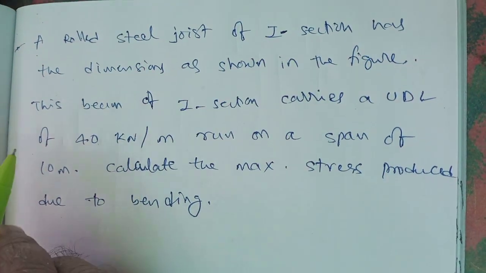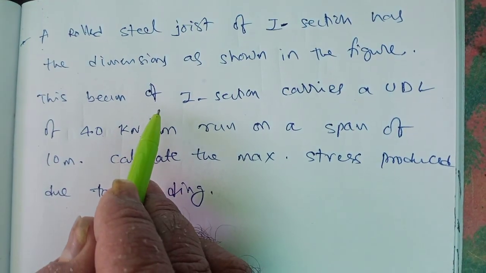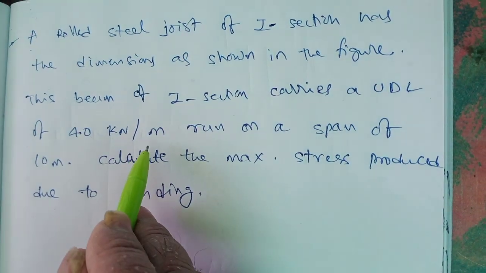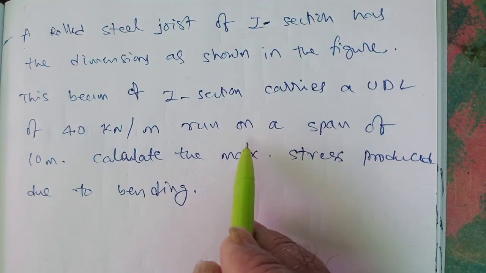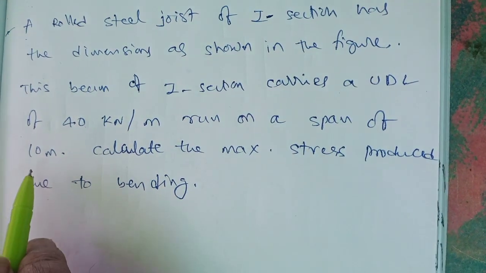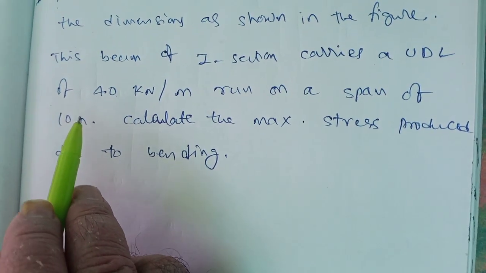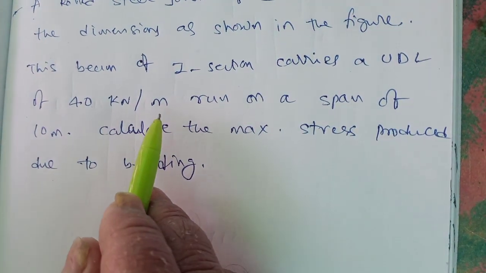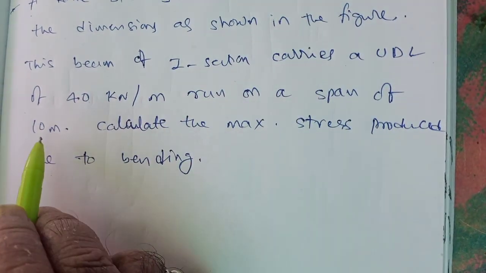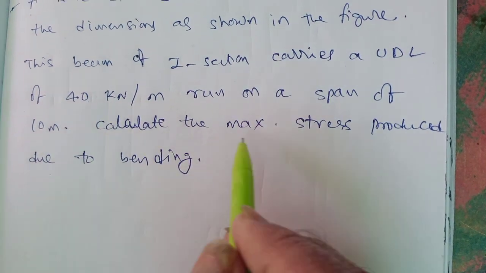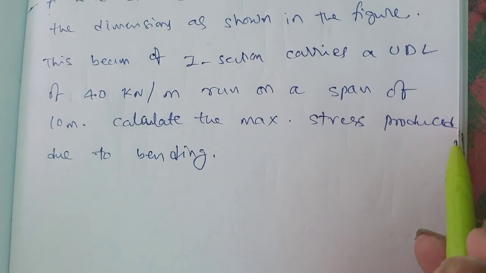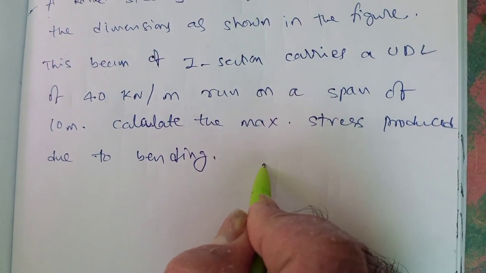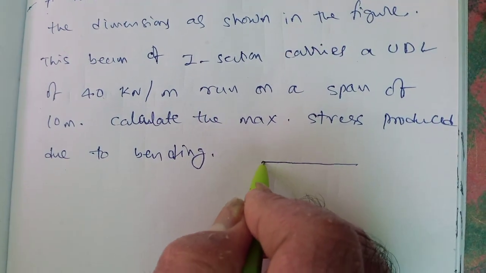I will write. This beam of I section carries a UDL of 40 kN per meter run on a span of 10 meters. Okay, it is carrying 40 kN per meter of UDL, with a span of 10 meters. Calculate the maximum stress produced due to bending. Okay, we have to calculate the maximum stress.